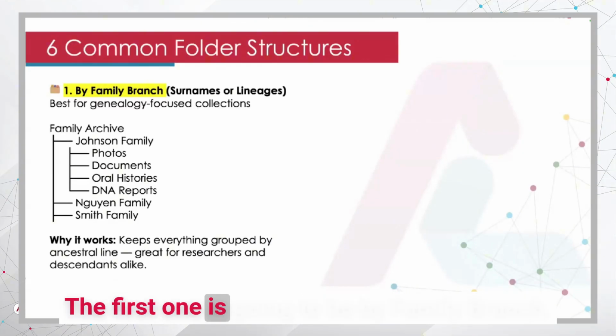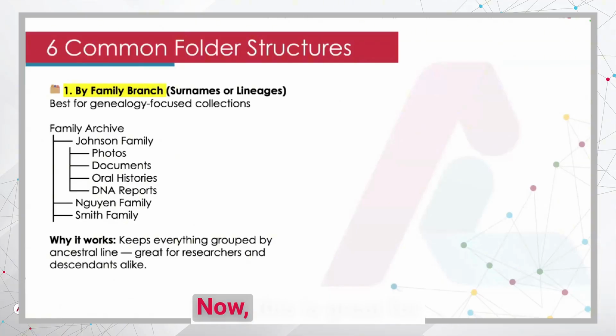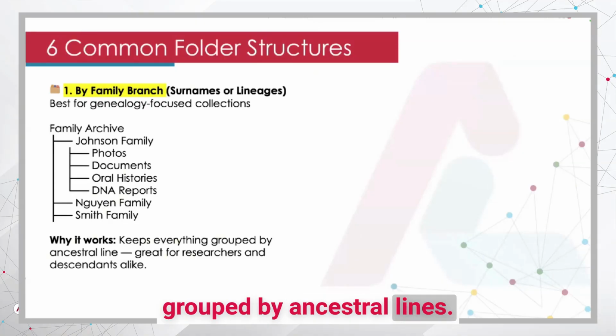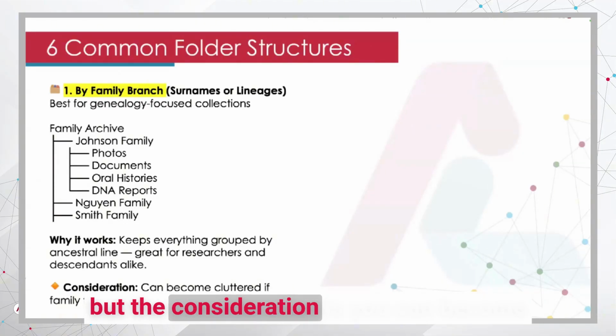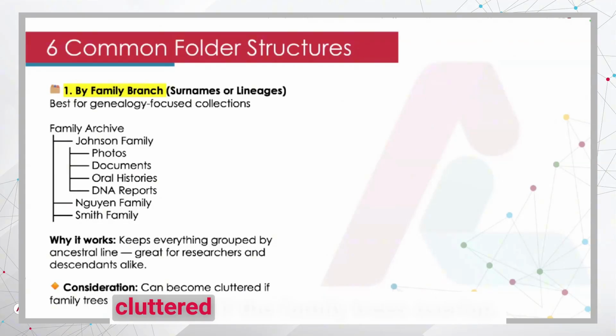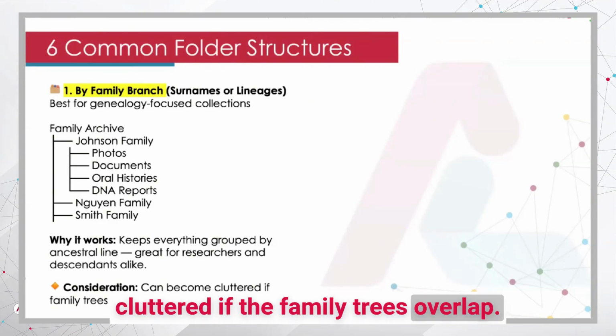The first one is going to be by family branch. Now, this is great for genealogy-focused collections. It keeps everything grouped by ancestral lines, great for researchers, great for descendants. But the consideration is you can become cluttered if the family trees overlap.